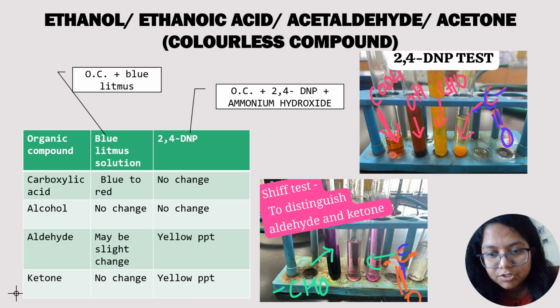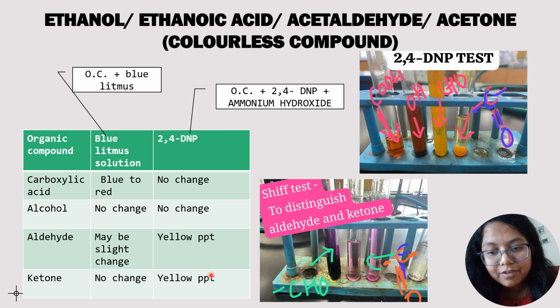So you can see here I have kept four test tubes. In all these four test tubes I have added 2,4-DNP and ammonium hydroxide. You can see that in the carboxylic acid and alcohol, that is ethanoic acid and ethanol, there is no change, whereas in aldehyde, acetaldehyde and acetone, yes, there is a formation of yellow precipitate. Now, if a yellow precipitate is formed, we confirm that it is either an aldehyde or a ketone.